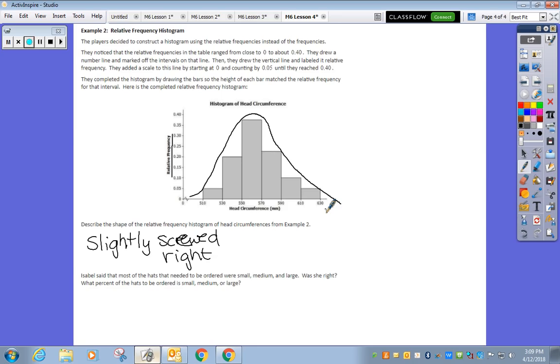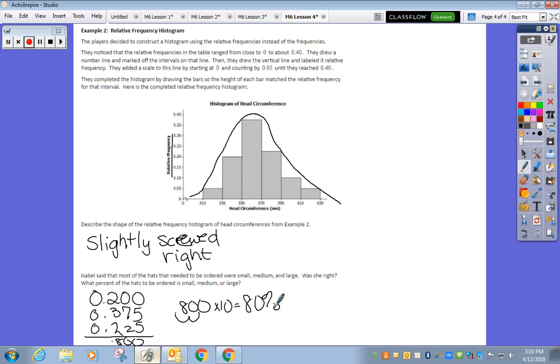Isabel said that most of the hats that needed to be ordered were small, medium, and large. Was she right? What percent of the hats to be ordered is small, medium, and large? We've already done this question on the first page. We looked at the small, medium, and large hats as falling between 530 to 589. We found those relative frequencies, which are the ones I'm writing down right now, added them together to get the total, and then multiplied it by 100.